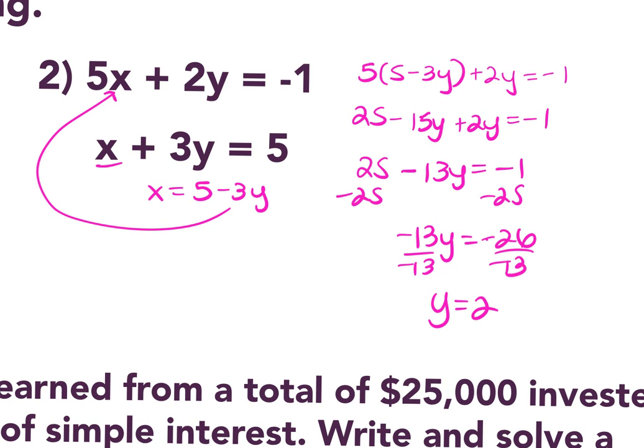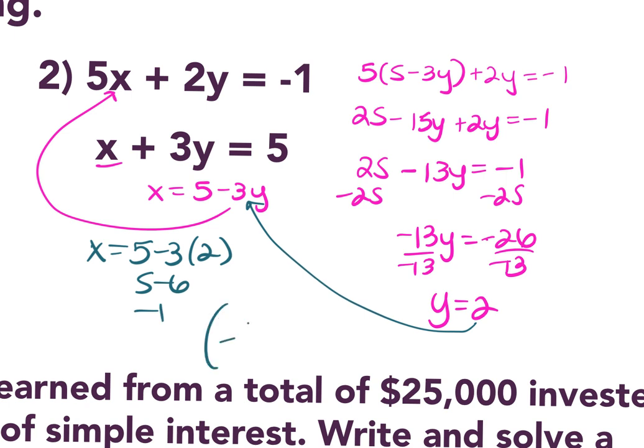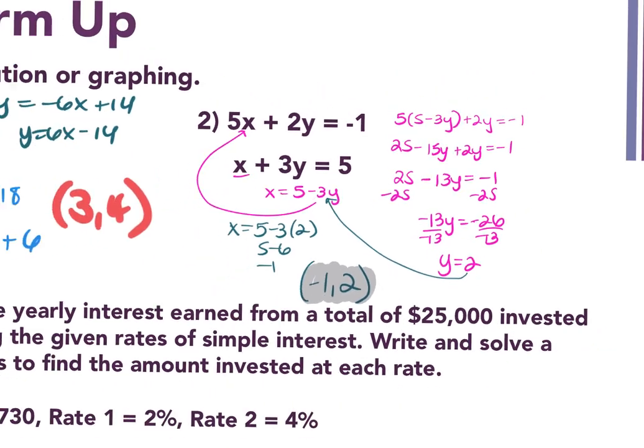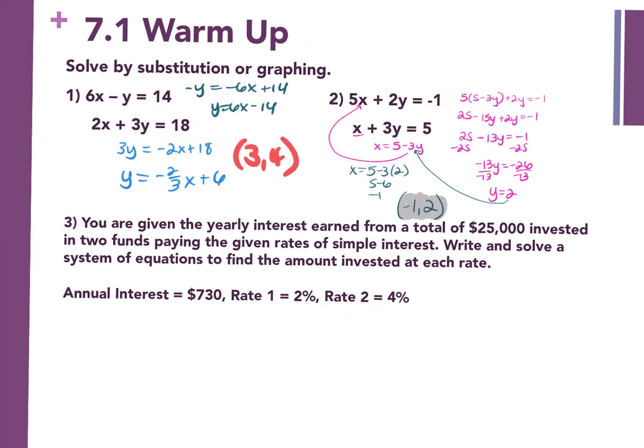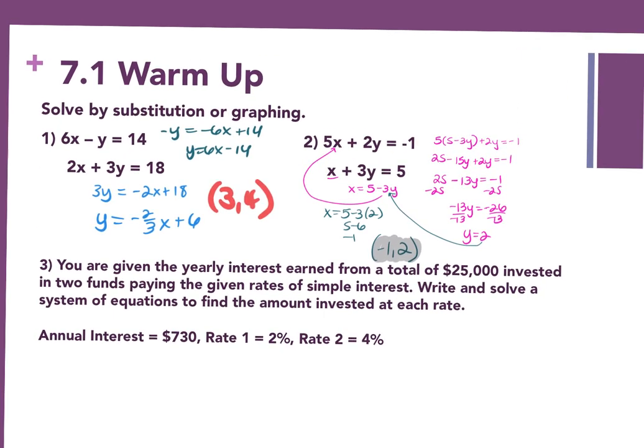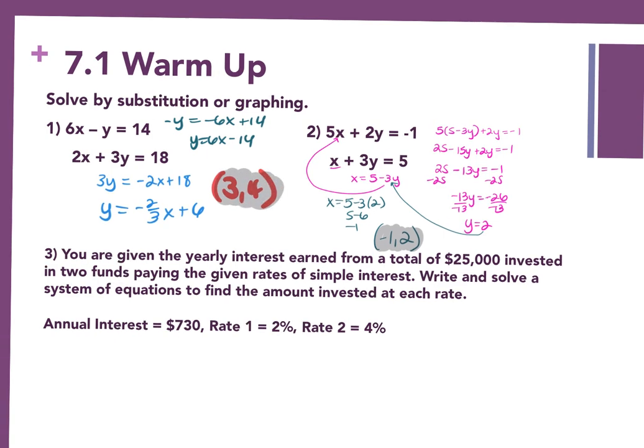And then I'm going to take that and plug it back in. I can go either original or the one I solved for x, which is the easiest. I get x equals 5 minus 3 times 2, which is negative 1. Negative 1, 2 is the solution to that one. Questions on that? That's a 4. That's a really awful 4, but 3, 4 was the first one.